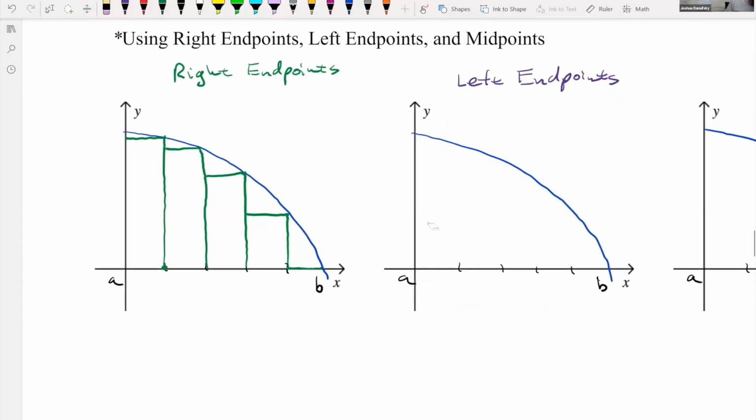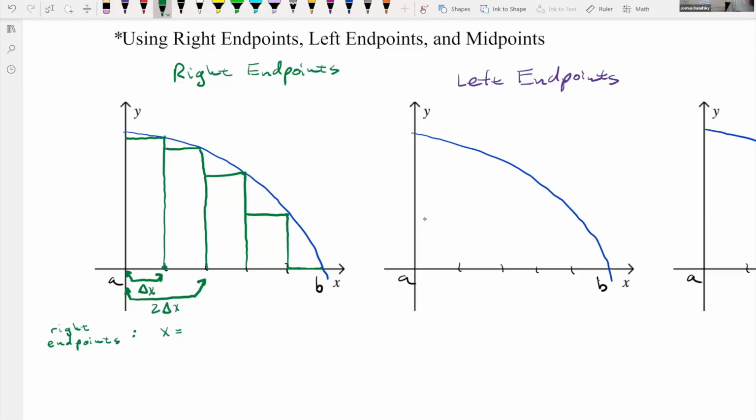Well, let's think about this for a little bit. We want to find the x values of these right endpoints. And so we're going to have x equals, well, how do we start this? We start at A, and then we add over a delta x, right? That gives us our first right endpoint. And to get our second right endpoint, we're going to start at A, and then we're going to add 2 delta x's. And to get to the third one, we'll add 3 delta x's.